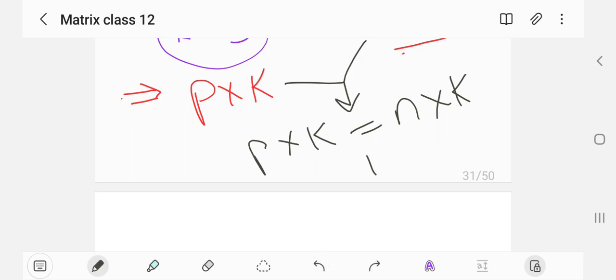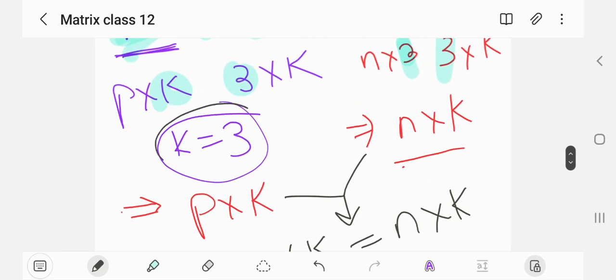How? See, when will both of these orders be the same? If you see, this k is the same, so p and n should also be the same. Only then will the resultant order be the same. So what have we concluded? We have concluded that p is equal to n. So this is one conclusion and this is another conclusion.